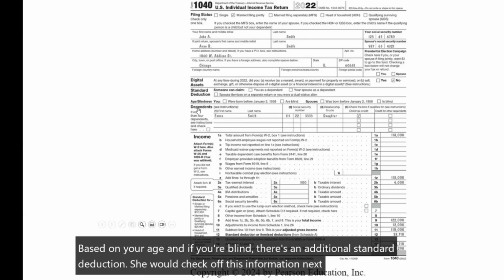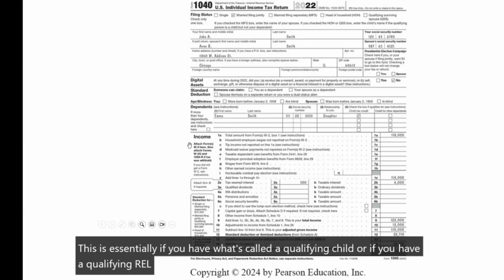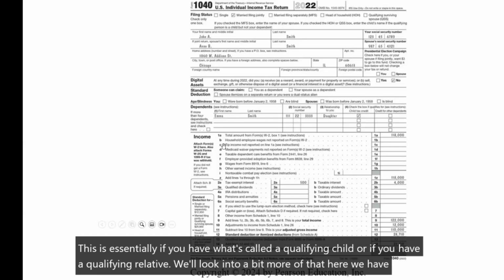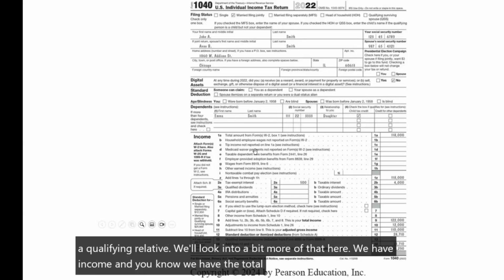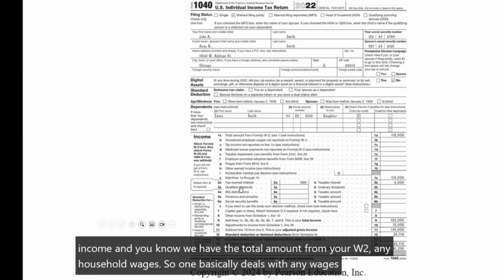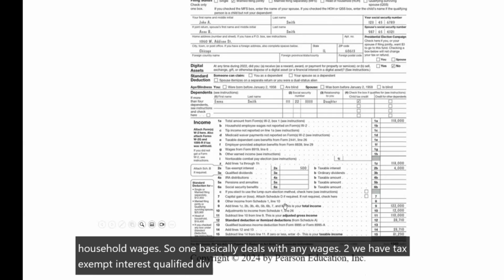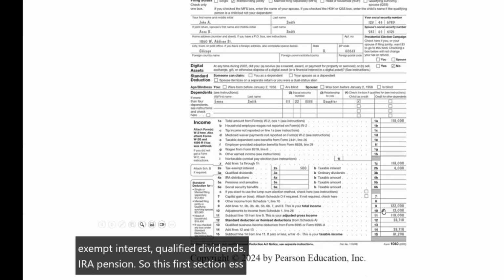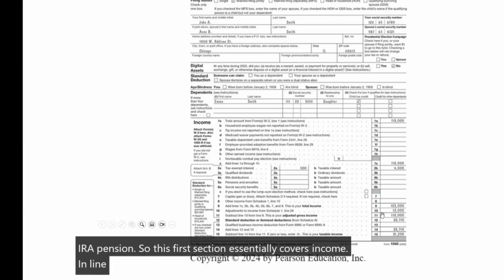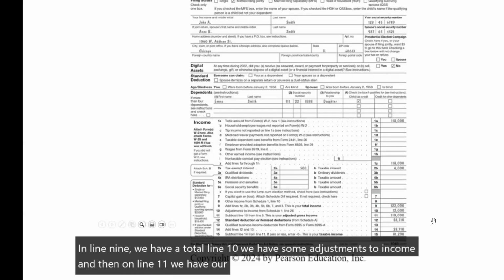Next covers dependents. This is essentially if you have what's called a qualifying child, or if you have a qualifying relative. We'll look into a bit more of that. Here we have income, and we have the total amount from your W-2, any household wages. So line 1 basically deals with any wages. On line 2, we have tax exempt interest, qualified dividends, IRA, pension. So this first section essentially covers income. In line 9, we have a total. Line 10, we have some adjustments to income. And then on line 11, we have our adjusted gross income.